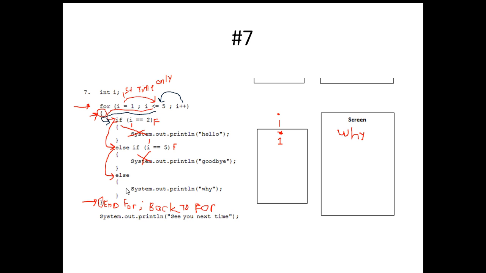The next line down is the closing brace for the else, so we're done with the if-else structure. And the next line down is the closing brace for the for. And so we're going to go back to the for statement. Now, remember, the first time only is when you go to the first argument and then to the second argument and then to the loop.